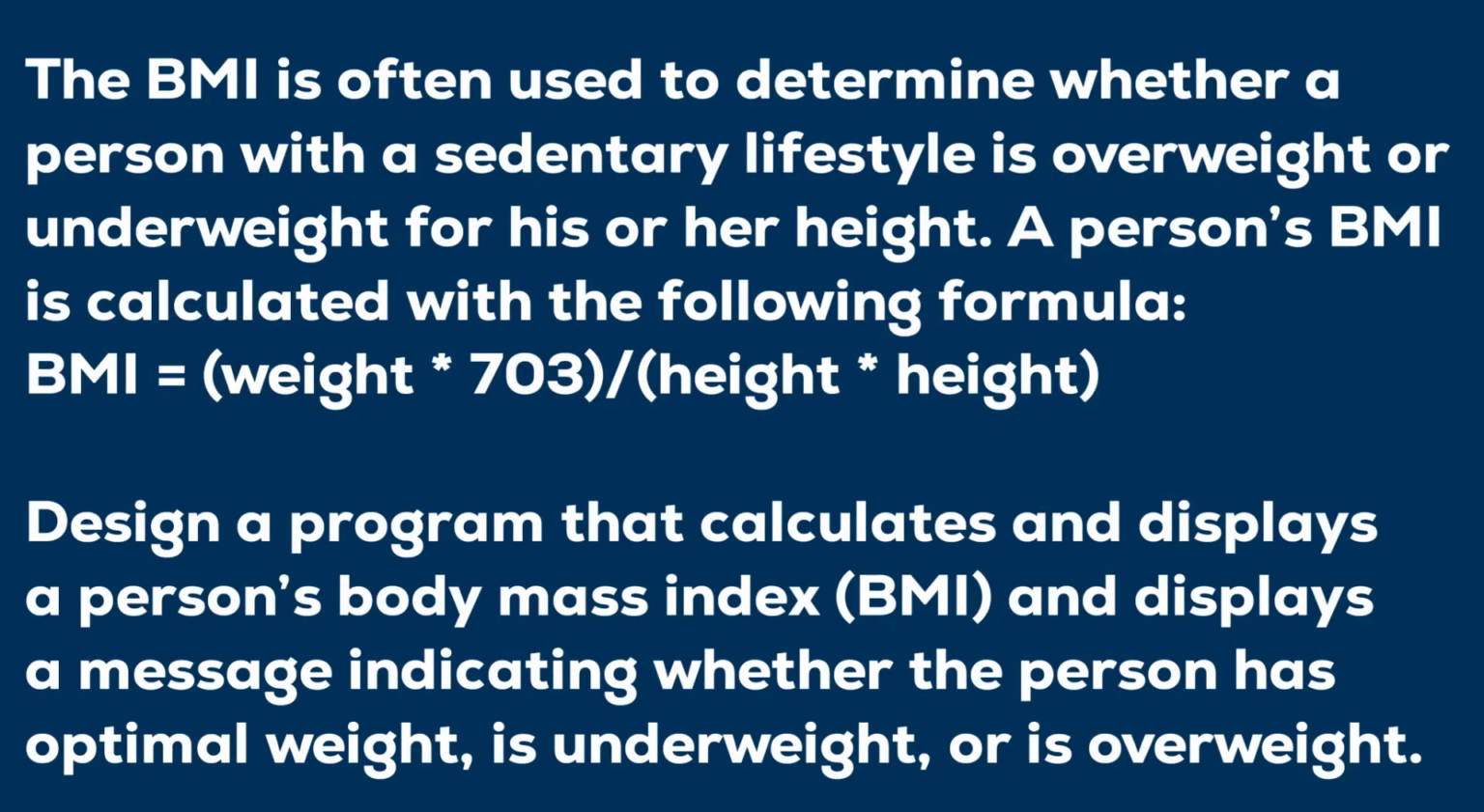The BMI is often used to determine whether a person with a sedentary lifestyle is overweight or underweight for his or her height. A person's BMI is calculated with the following formula: BMI equals weight times 703 divided by height. Design a program that calculates and displays a person's body mass index, BMI, and displays a message indicating whether the person has optimal weight, is underweight, or is overweight.